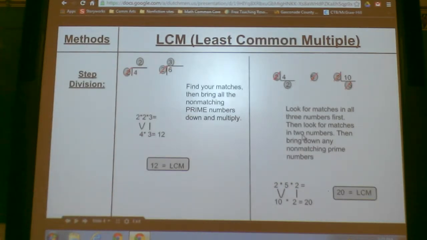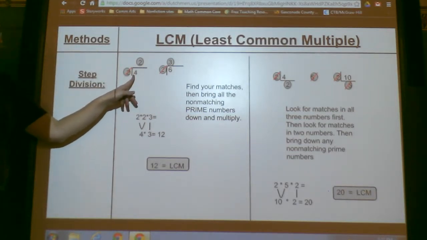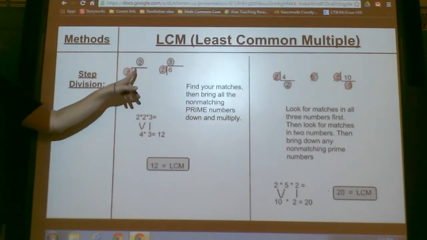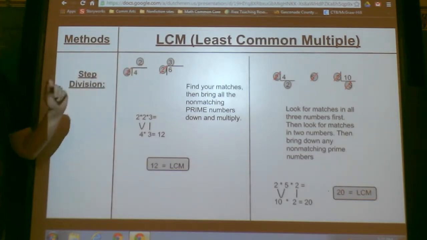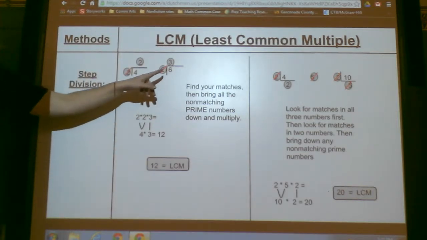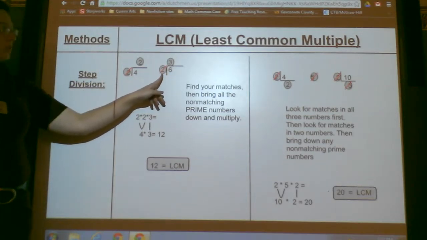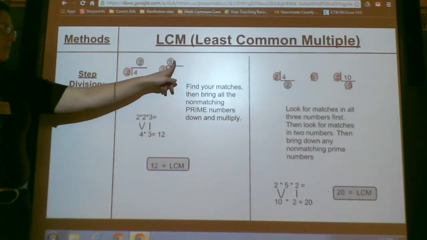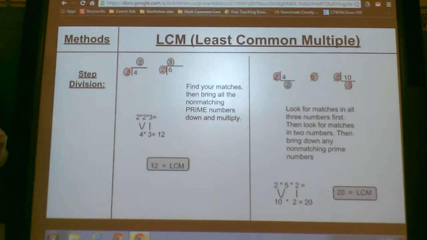Now, same numbers, but let's do it with the step division method. So if we have 4, we start with our lowest prime number, which is 2. 2 goes into 4 twice. Those are both primes, so we circle them. For 6, we start with 2 as well. 2 goes into 6 3 times. 3 and 2 are both primes, so we circle them.